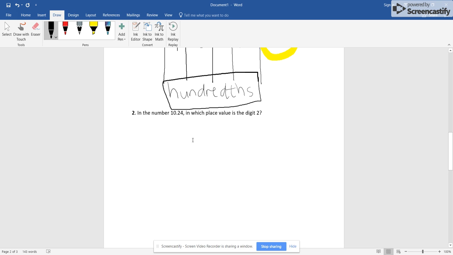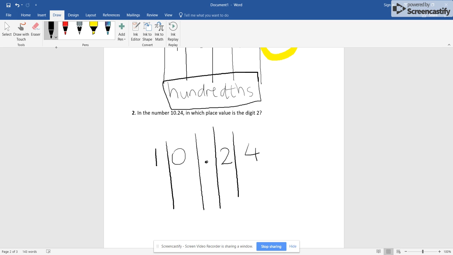So we should write our number down first. We have a 10, decimal 24. And just separate them. And then we're going to label. When we see a decimal, we say "and."